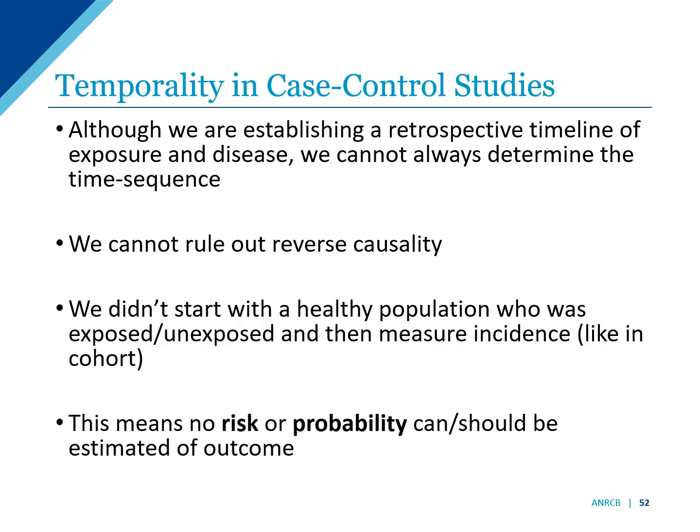Temporality in case control studies is weaker than in a cohort and reduces our ability to make causal associations. We cannot rule out reverse causality, where the disease is actually a cause of the exposure. We don't measure new occurrence of a disease, so we can't estimate risk or probability, only odds.